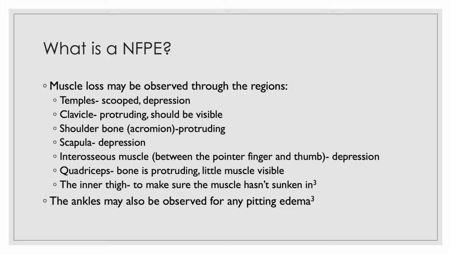And then we would take a look at the quadriceps to make sure that the bone isn't protruding or the muscle is visible. And if little muscle is visible, that is a sign of malnutrition. So then we would go down to the ankles and we would check for any pitting edema. This would technically just mean that you could take your finger and press into the ankles. And if the impression of your finger is there for some time, then that could give you an idea of what stage of edema that person has.